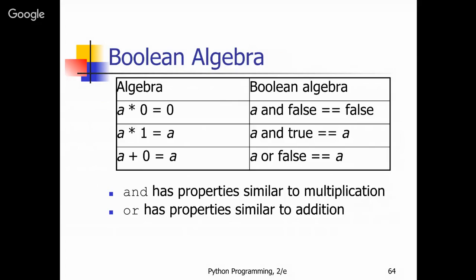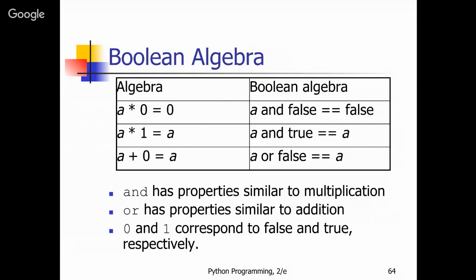So AND will have properties similar to multiplication, and OR will have properties similar to addition. Another way to connect this is the following: if you multiply a number times 0, you get 0, and 0 is false. If you multiply a number times 1, you get the number itself. And if you add 0 to A, it's going to be the number itself again.